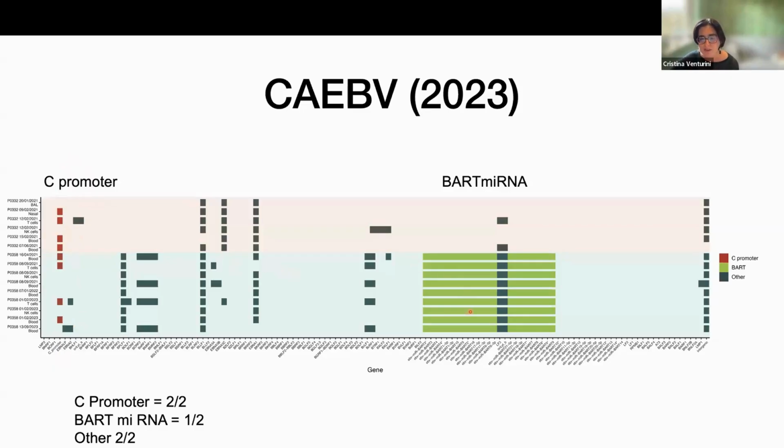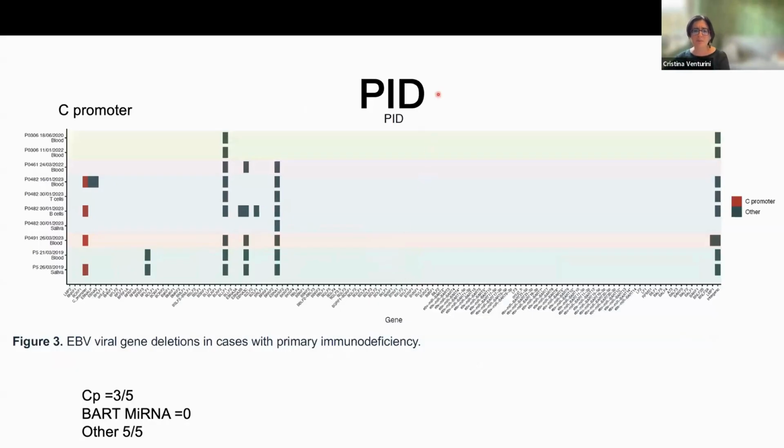We also found that one of these cases had the BART microRNA deletion, and we also find a lot of other deletions in the rest of the genome. When we look at the primary immunodeficiency, we managed to collect 5 patients, and again from different compartments: blood, T cells, B cells, and saliva. We found that the primary immunodeficiency samples also had some deletions.